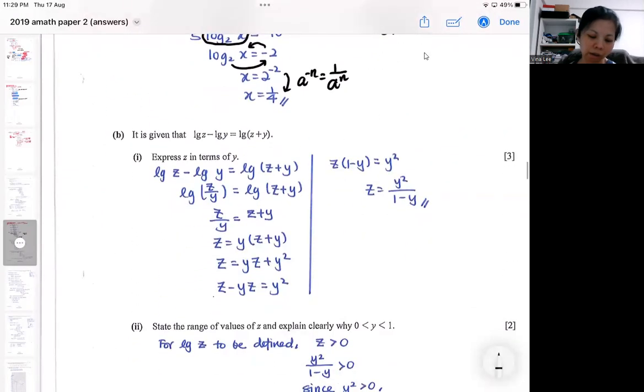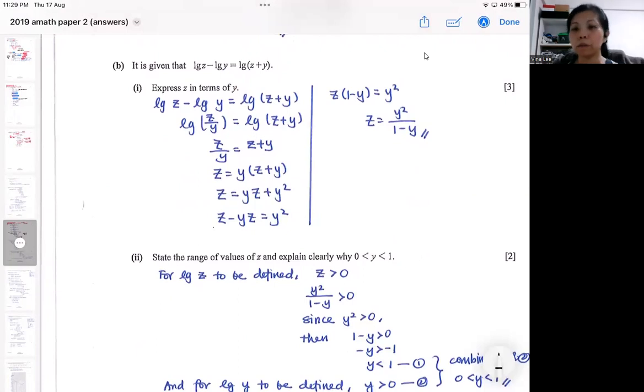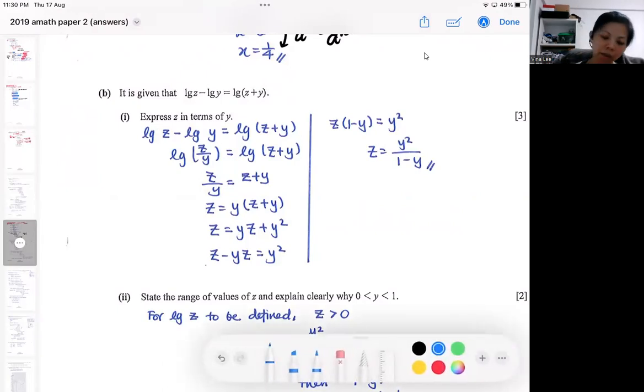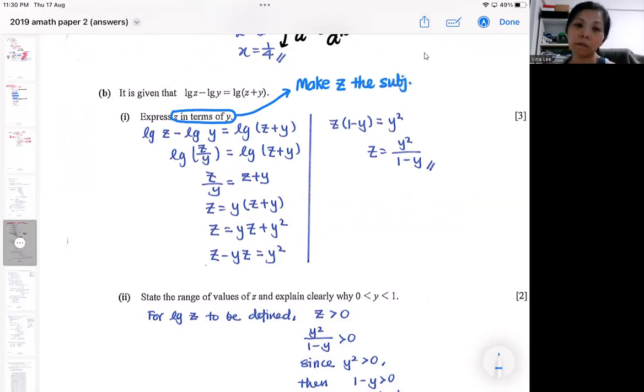The challenging part is part B, because it involves some explanation, but you just have to follow the instruction and think along the concept of logarithm. They give you a log equation and your job is to express z in terms of y. Expressing z in terms of y, you can process this as making z the subject. So you got to make z the subject, and of course the log will disappear. I wanted to make z the subject, and I would like to throw away the log, so I got to simplify the log.